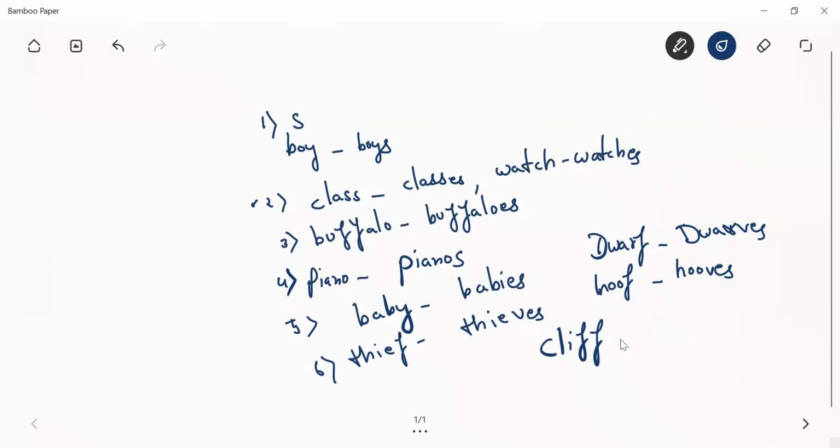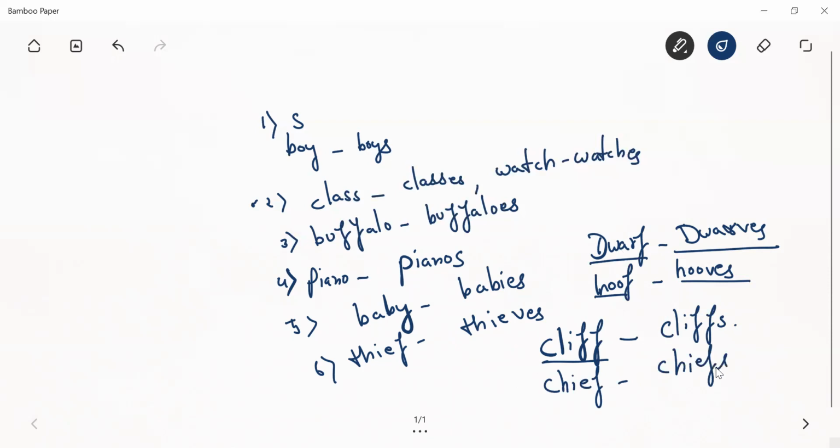Cliff. What will it be? Cliffs. This is where many students go wrong. When I was teaching class 3, they said cliffs, because dwarf becomes dwarves. This is also a case with F, but over here we are not going to add VES. There are some questions like that. Cliff becomes cliffs. Chief, CHIEF, becomes chiefs. We will not add VES to it.